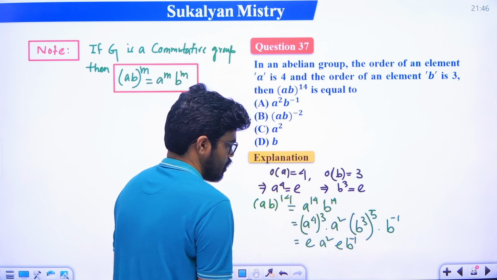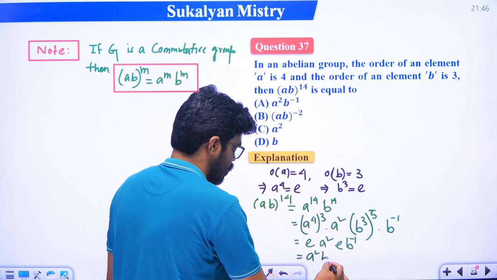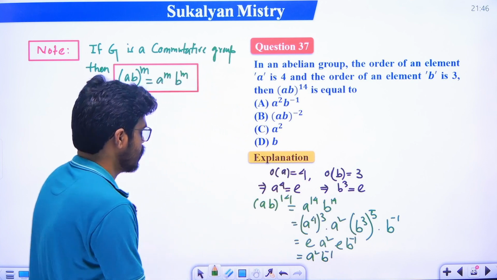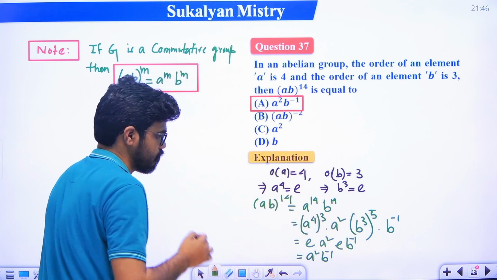Okay, identity element, so ultimately we get A square B inverse. So option A is the correct answer. Okay?